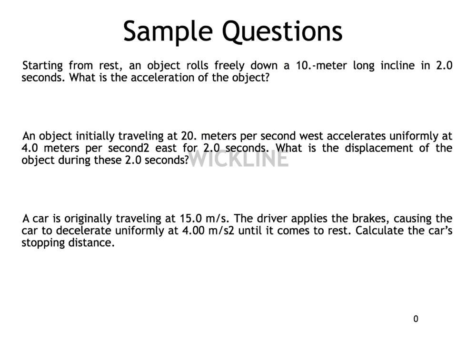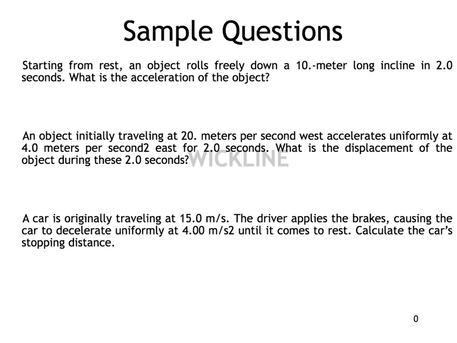So I'm going to solve all three of these sample questions for you. And one of the first things that you need to do when you're solving these is to choose the equation that fits the question. So what I'm going to do is I'm going to quickly help you choose those equations first, and then we'll come back and actually do the algebra and plug in and solve. So the first one, it says starting from rest, that's a speed, by the way. So VI is 0. An object rolls freely down a 10-meter long incline in 2 seconds. What is the acceleration of the object?